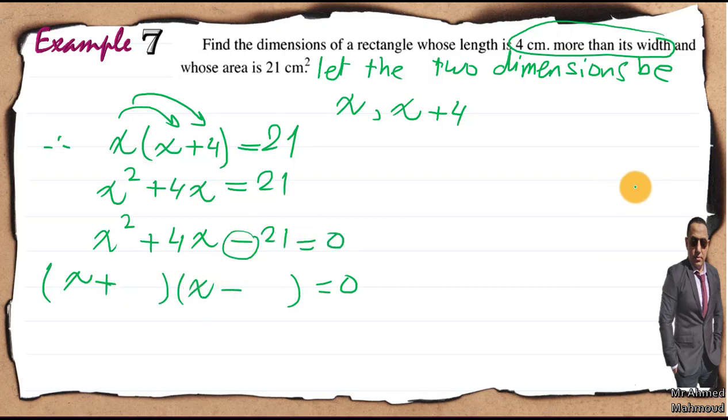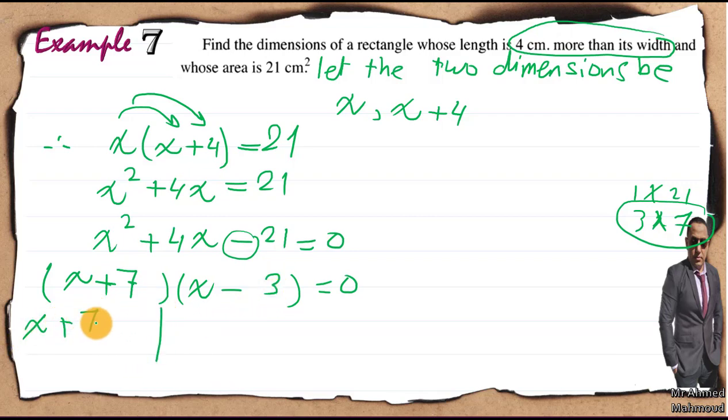21 equals 1 times 21, 3 times 7. I need two numbers whose difference equals 4, so I have to choose 3 and 7. The big number goes to the middle sign, so here the big and here the small. So x plus 7 equals 0 and x minus 3 equals 0. x equals negative 7, x equals 3.